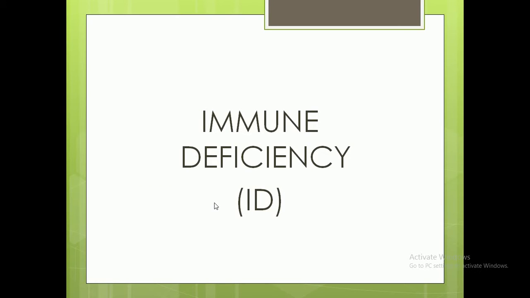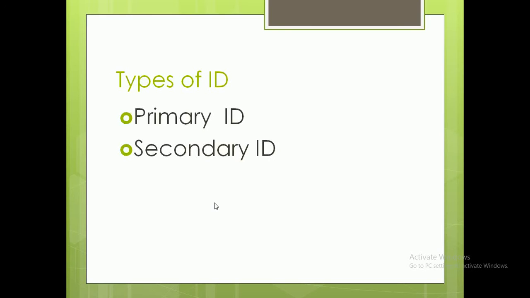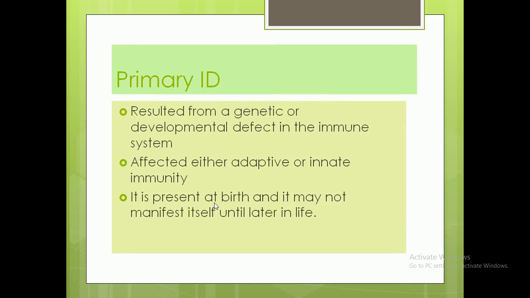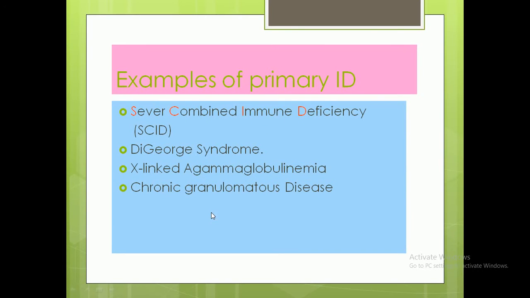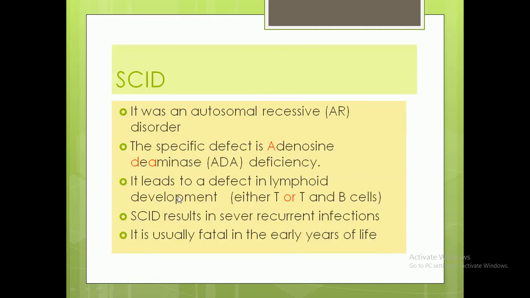This is a new subject: immune deficiency, which is of two types, primary and secondary. Primary results from a genetic defect, which affects either the adaptive or innate immunity and is present since birth. Examples of primary immune deficiency are SCID, DiGeorge syndrome, X-linked agammaglobulinemia, and chronic granulomatous disease.